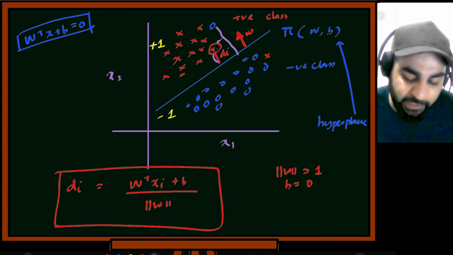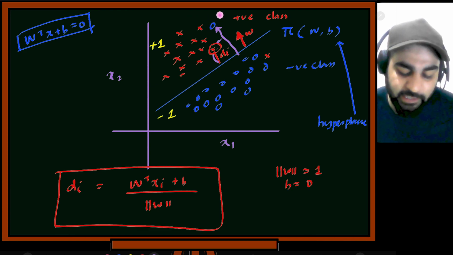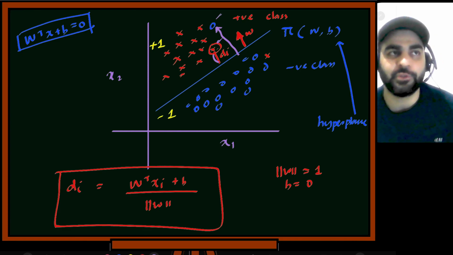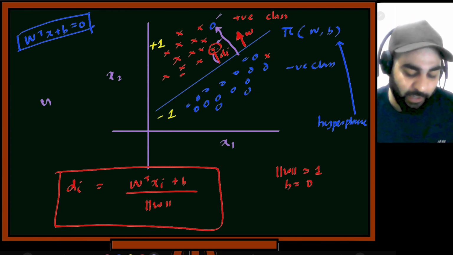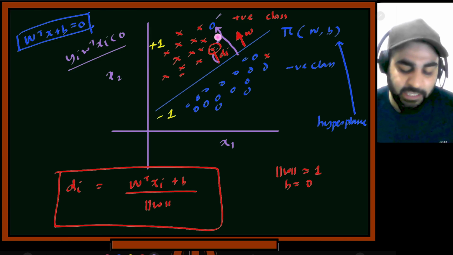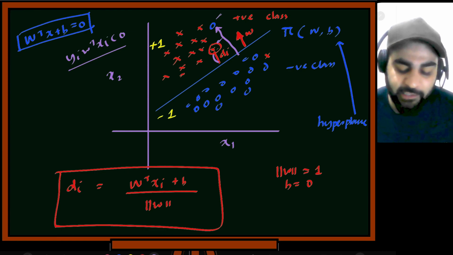But for this point, it will be a misclassification. Why? Because w transpose x will be greater than 0, but its label is -1. So it will be a negative quantity, and this yi w transpose xi will be less than 0. Why? Because this distance was positive, this much is the distance, and this yi is the actual label.